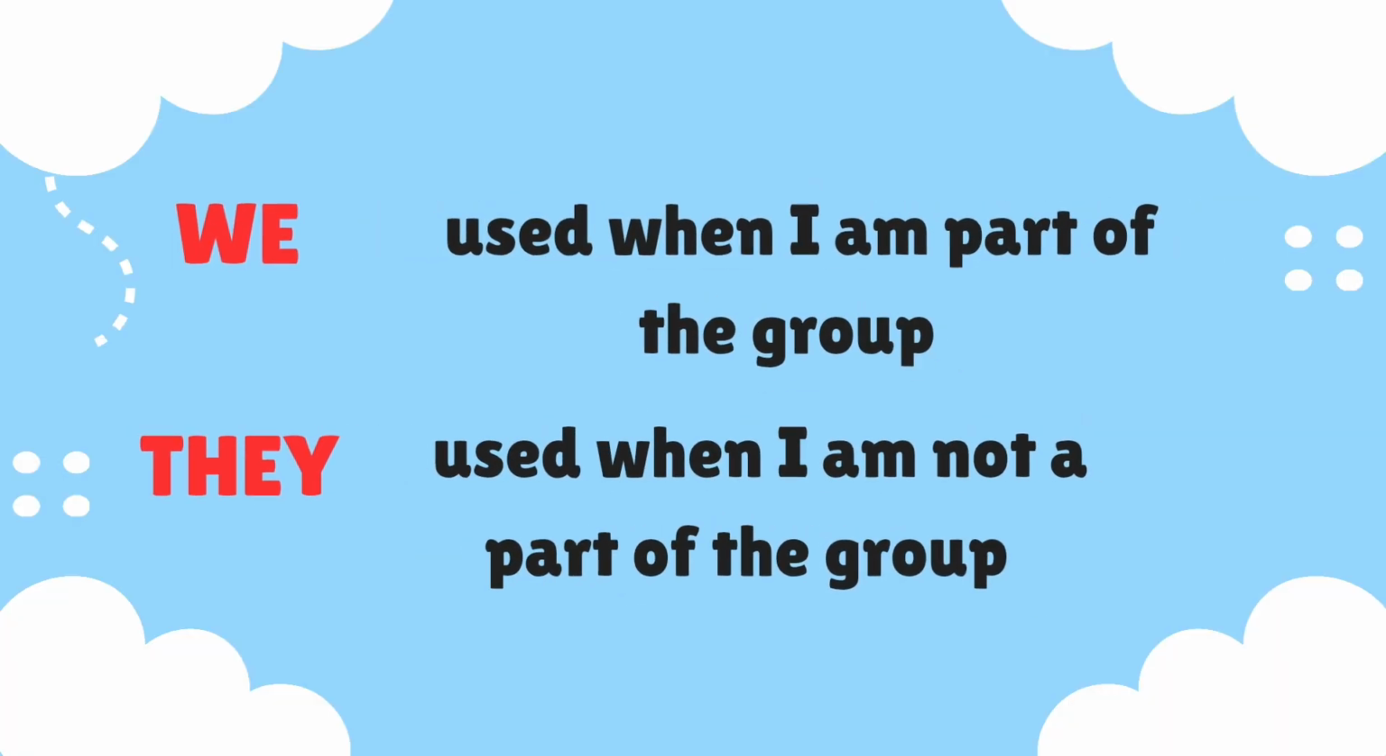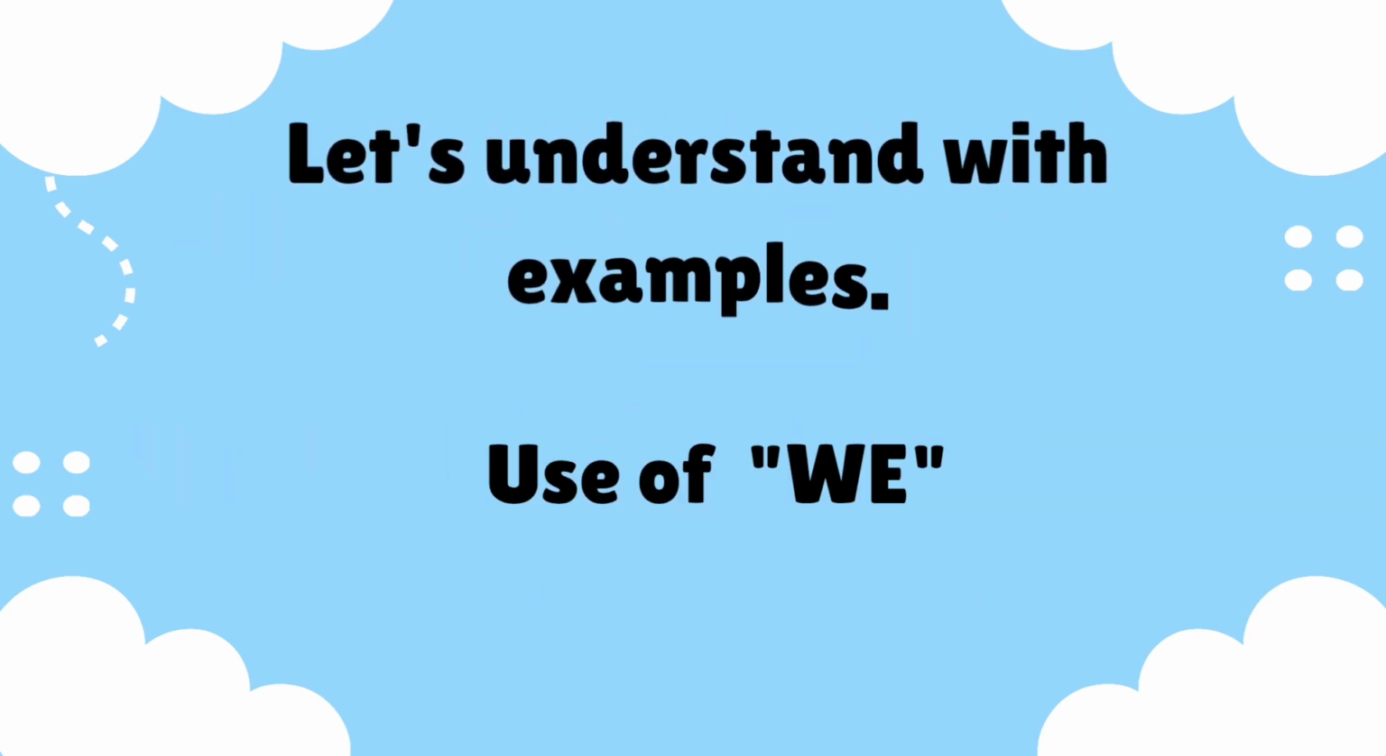We is used when I am part of the group. They is used when I am not a part of the group. Let's understand with examples. Use of we.